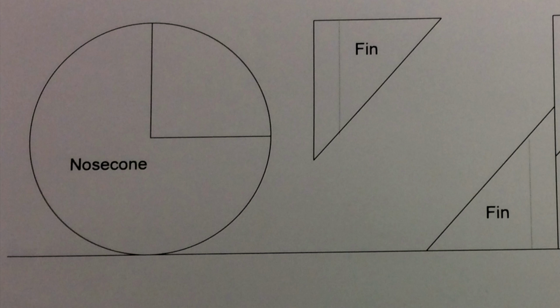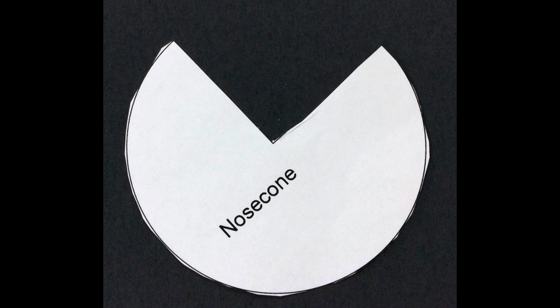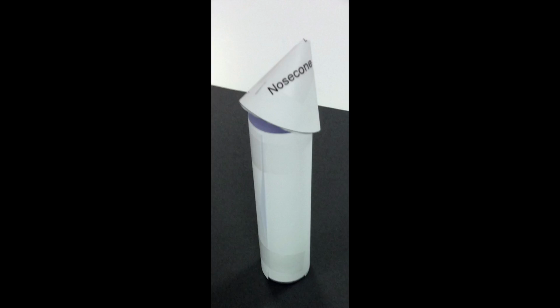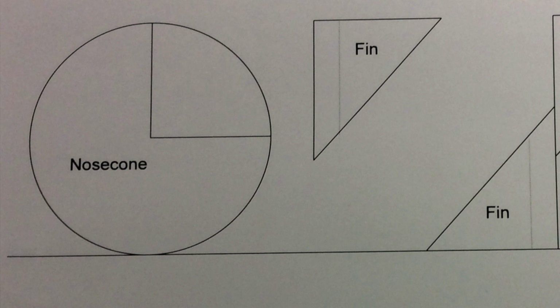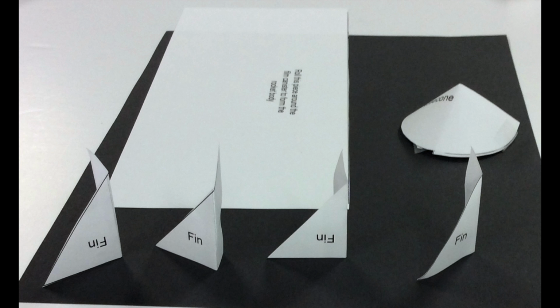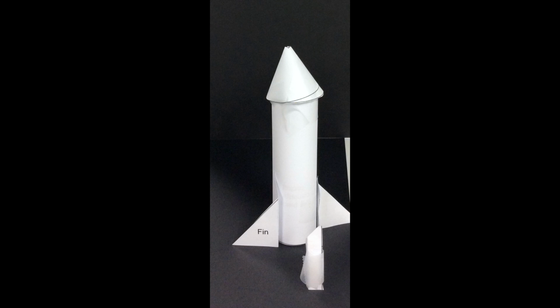For the nose cone, you want to cut out a quarter piece, and then you want to fold it into a cone and tape the sides, and then place it on top of the cylinder. For the fins, you want to fold on the dotted line and then tape to the rocket. Be sure to place them evenly so that your rocket is balanced.